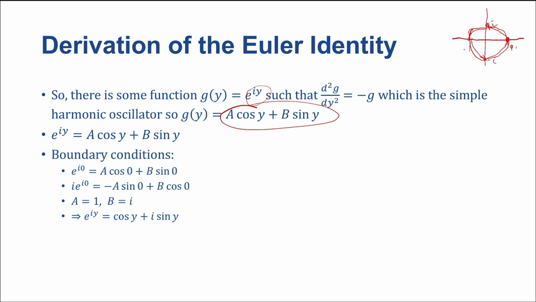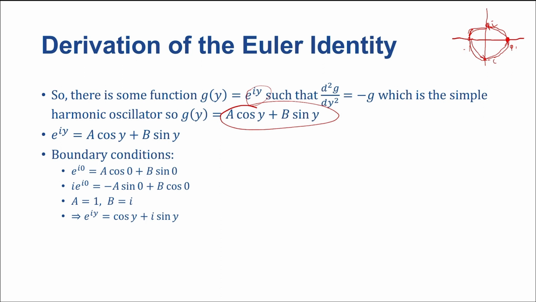And then, of course, two of the terms will cancel out because the sine of 0 is 0. And we get expressions for a and b, such that a is equal to 1 and b is equal to i. Thus we have derived Euler's identity, which says that e to the iy is equal to cosine of y plus i times sine of y.